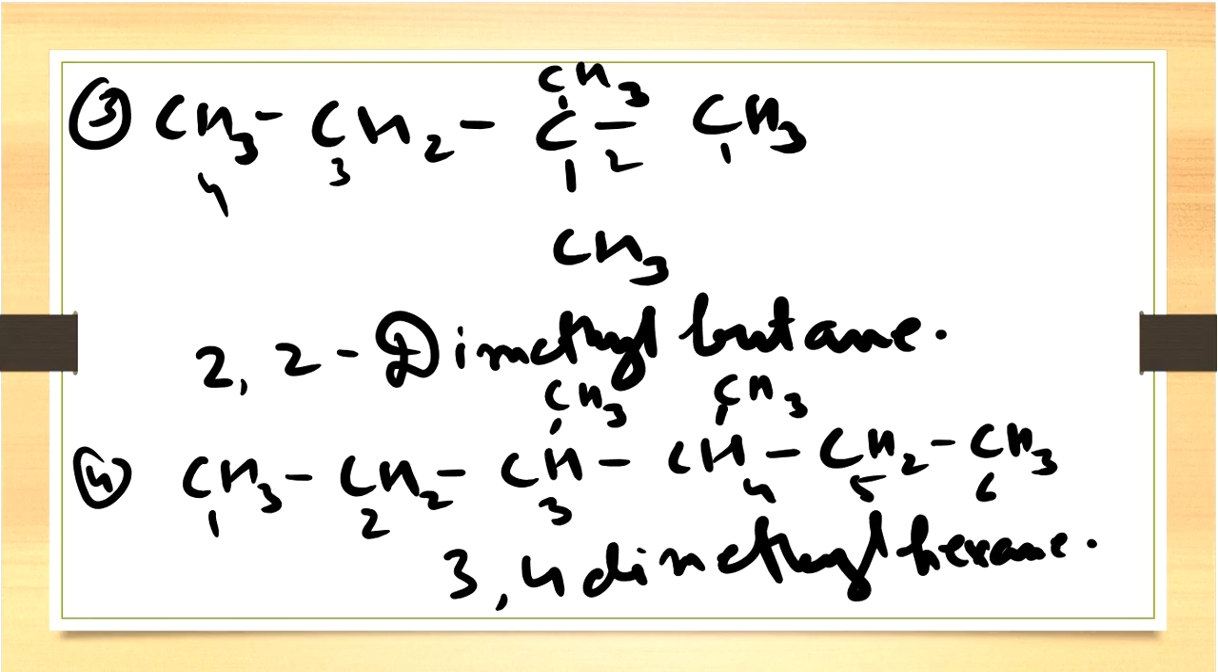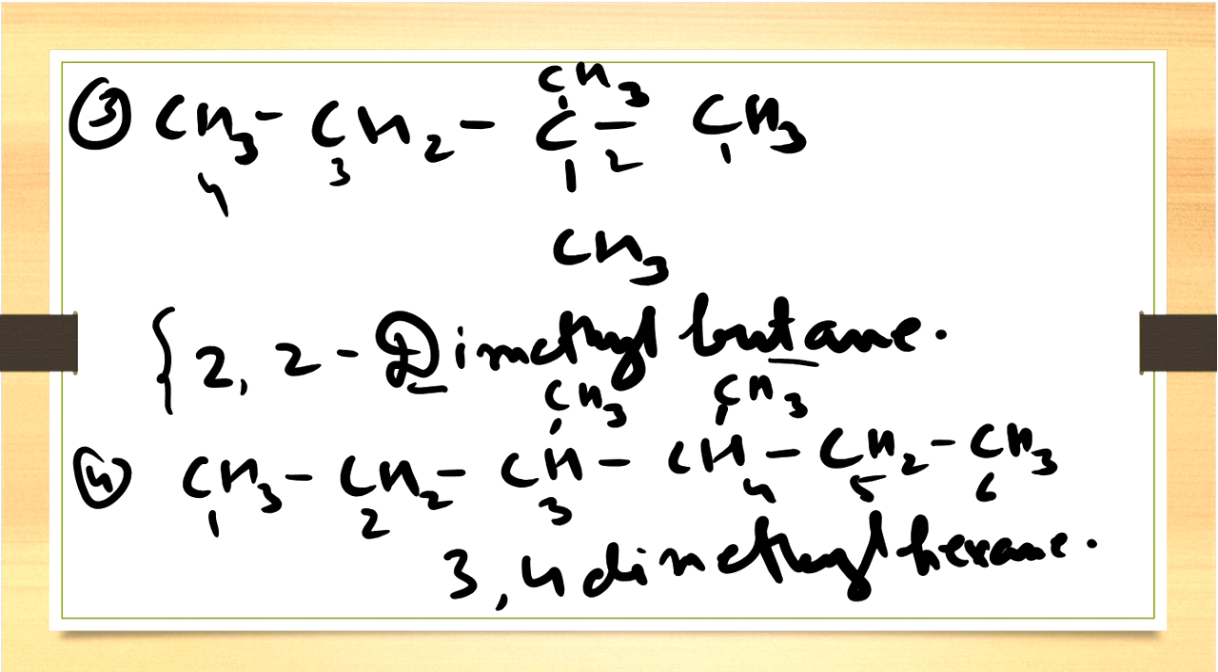Next is CH3, CH2, CH, CCH3. Okay. Two CH3 groups are present on position 2, so I will write 2,2. How many groups are there? Di for 2 groups, so dimethyl, and 4 carbons are there, so but, and with a single bond it is butane.